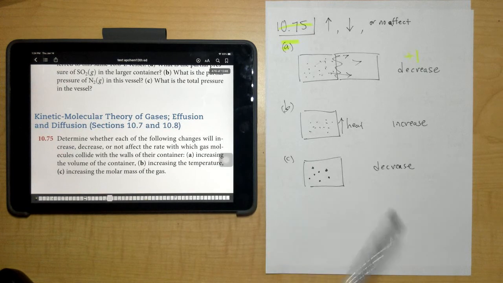B is increase, C is decrease. We're not going to correct those. Any questions, post them up in the chat.